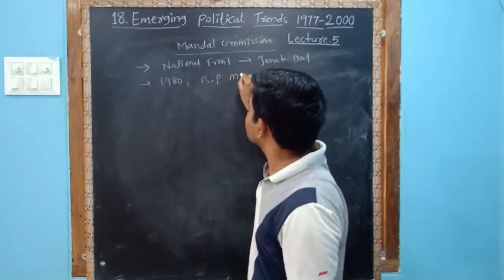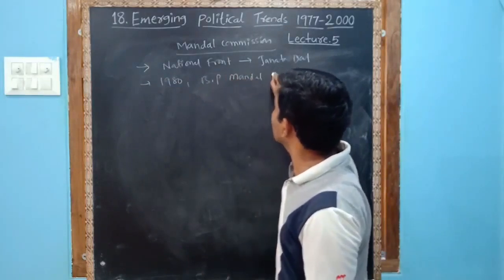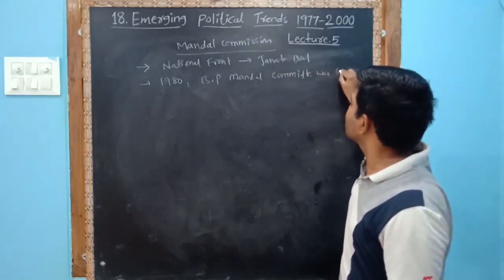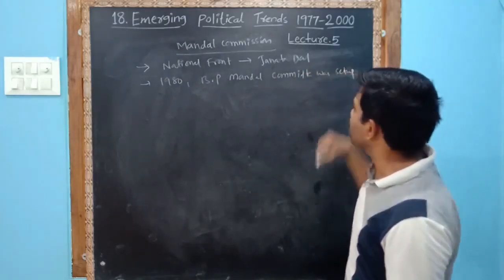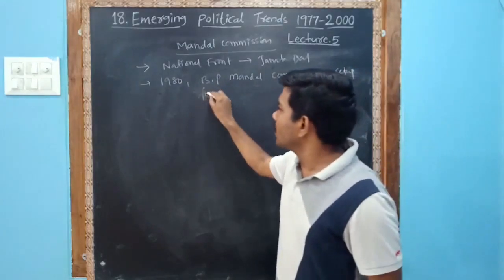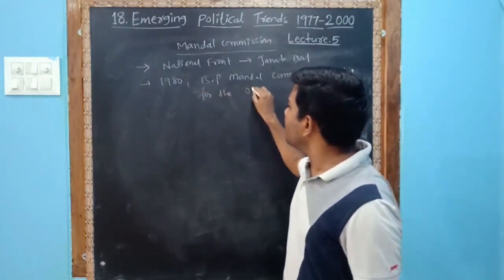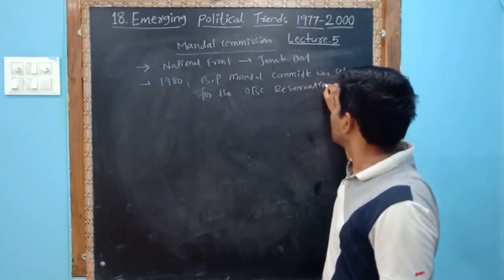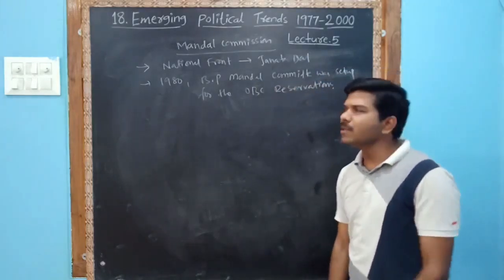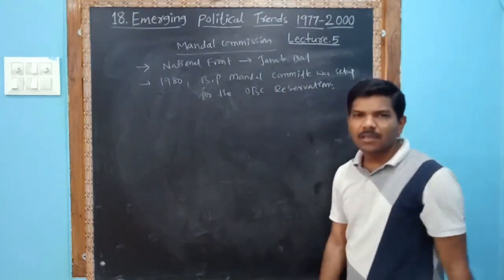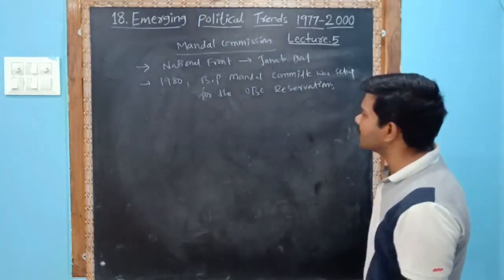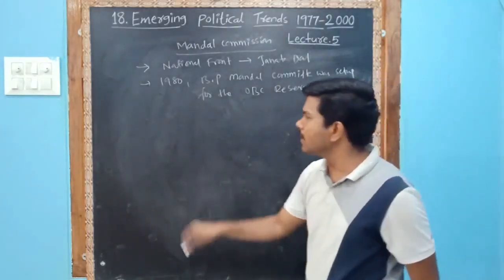in 1980, the BP Mandal committee was set up for the OBC reservations. OBC means other backward castes. So this BP Mandal committee was set up in those times, but nobody implemented it.